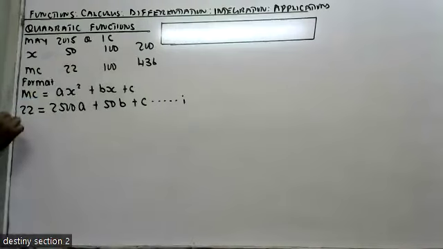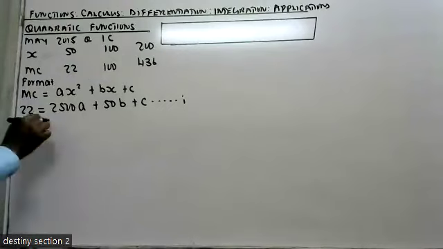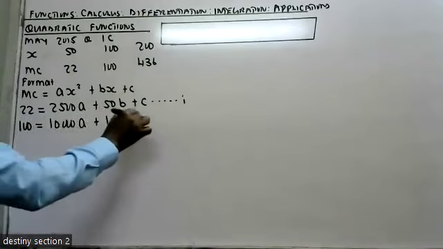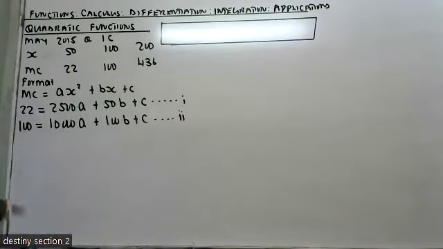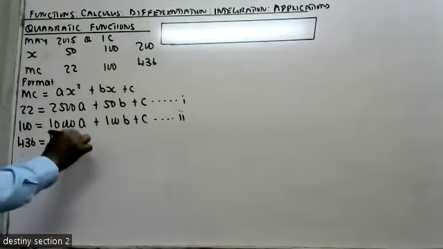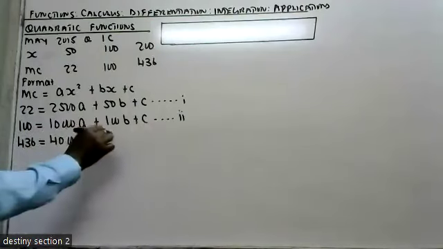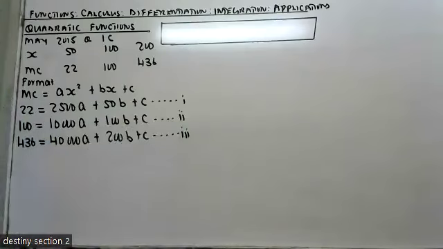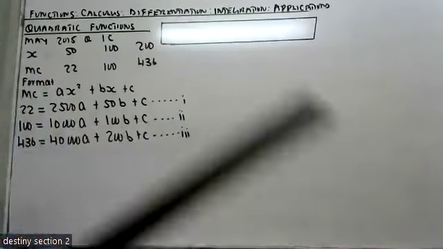Then coming to this, it is 100 against 100. So 100 squared is 10,000 A plus 100 B plus C. That is equation 2. Then 436 is equal to 200 squared, which is 40,000 A plus 200 B plus C. That is equation number three.